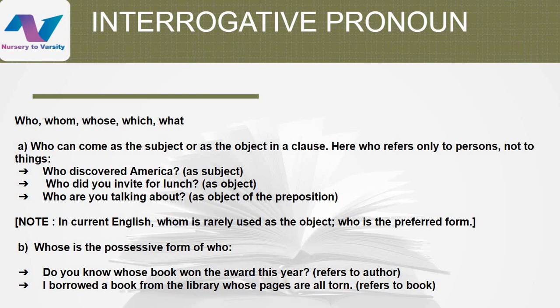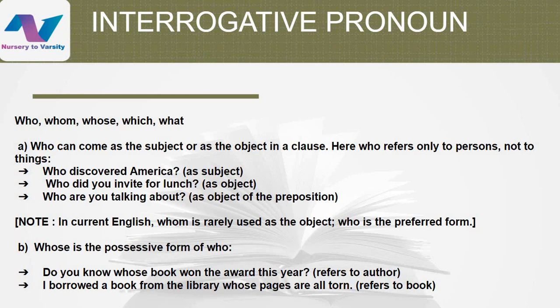Moving on to the next, that is interrogative pronoun. Who, whom, whose, which and what are used as interrogative pronouns. First one, who, which are generally used as a subject or as an object in the clause, but who refers only to persons, never to things. For example, who discovered America? Used as a subject here, but again a person.